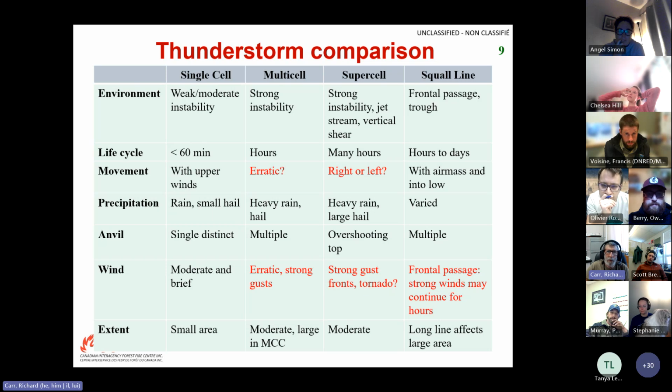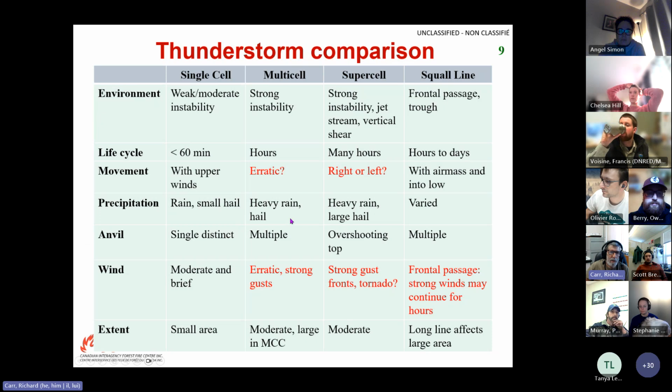And supercells usually occur along the jet stream, usually to the south of a fairly major low pressure area. And then, of course, the squall line, frontal passage or trough. It's a fairly long line. We'll talk about that a little bit later here.